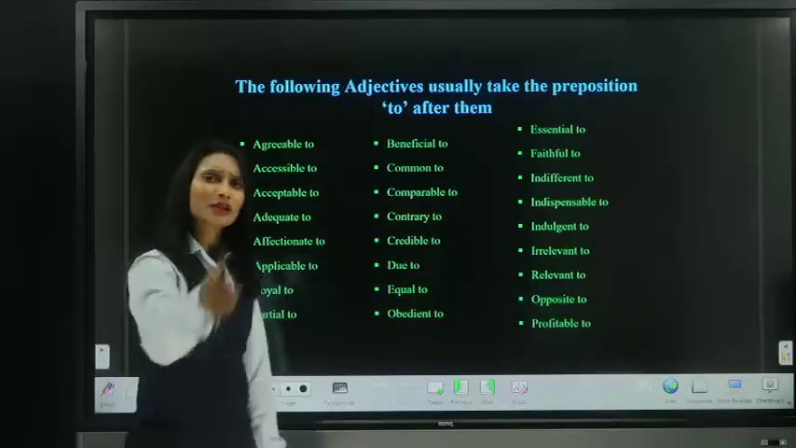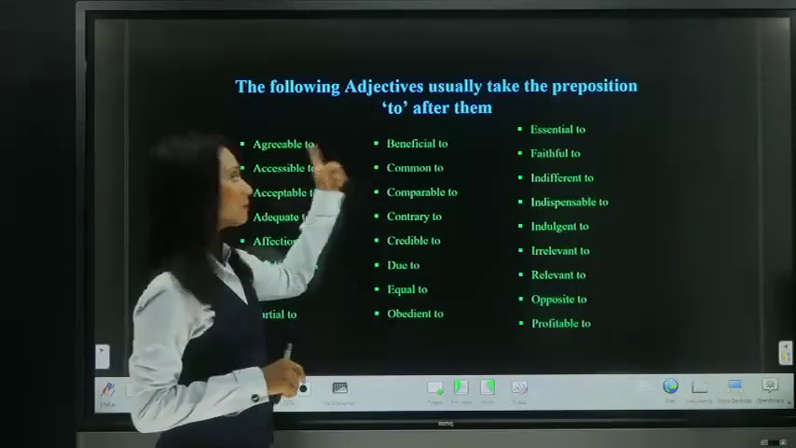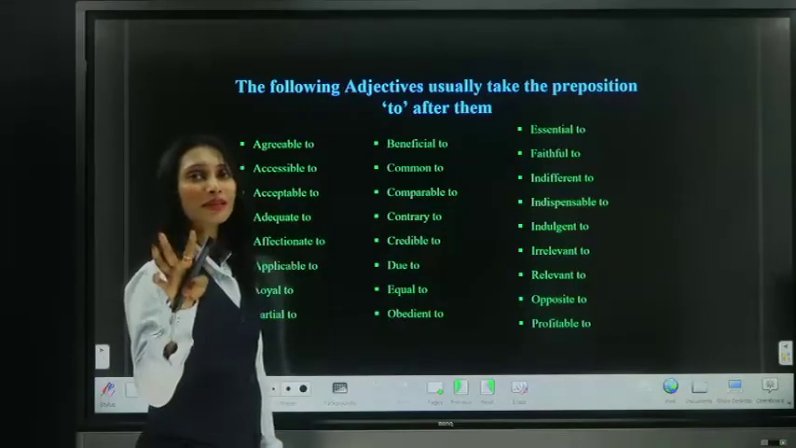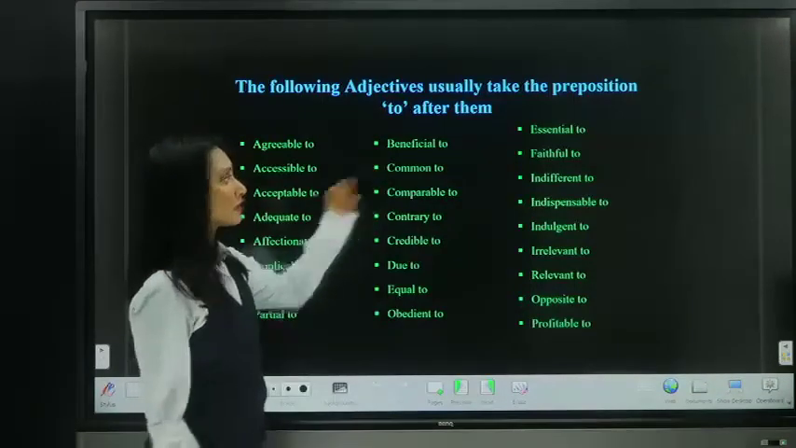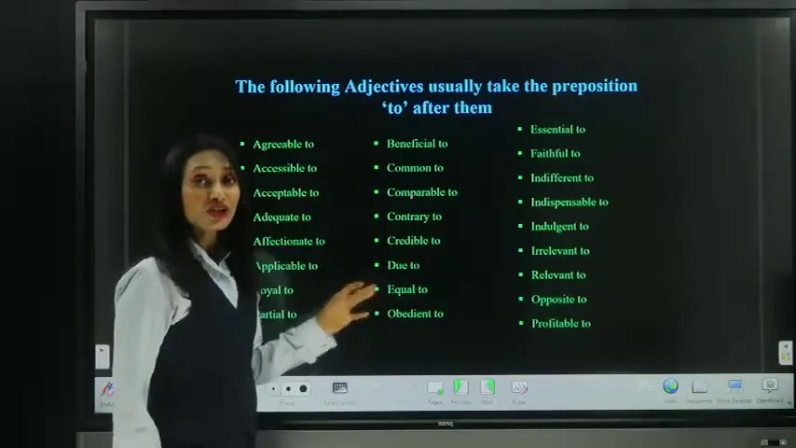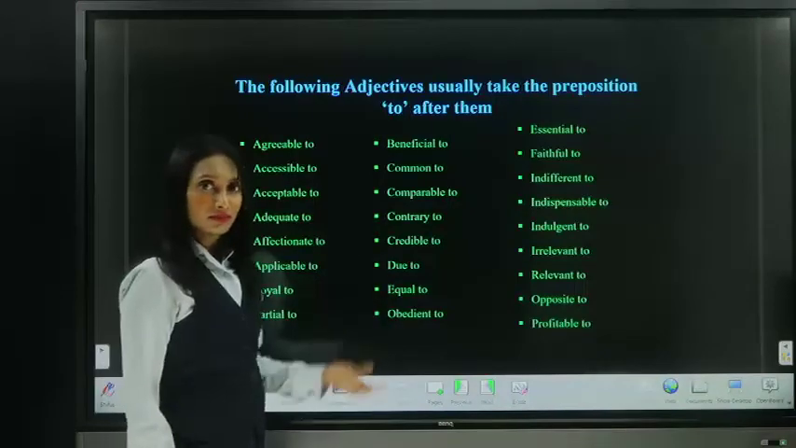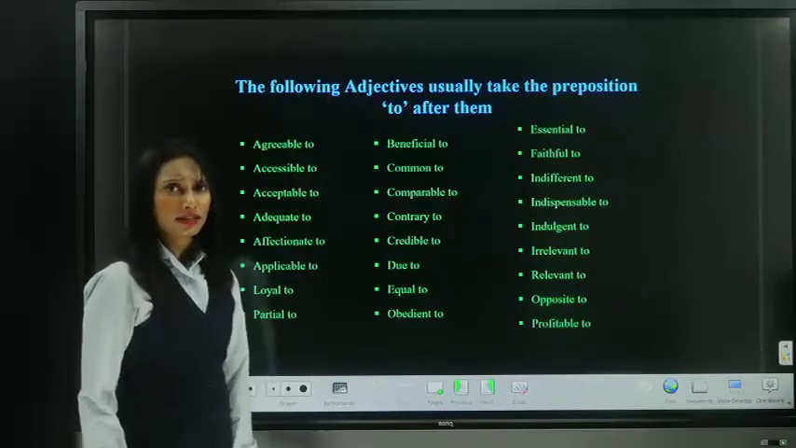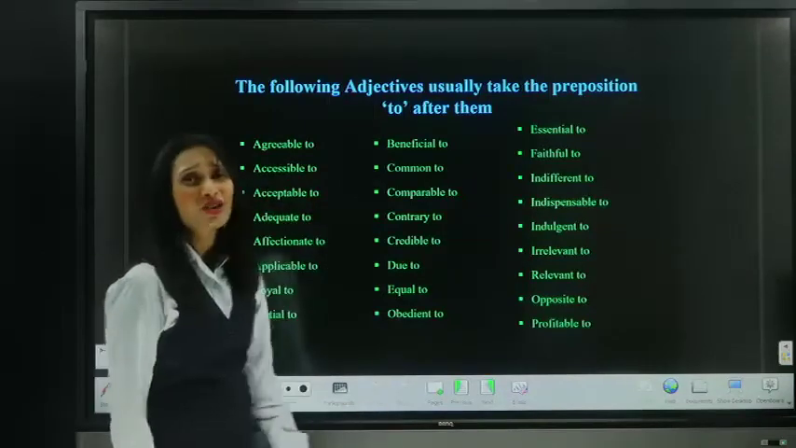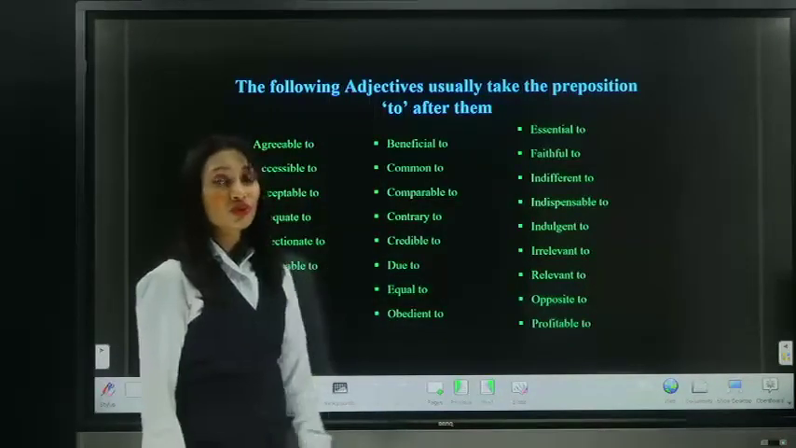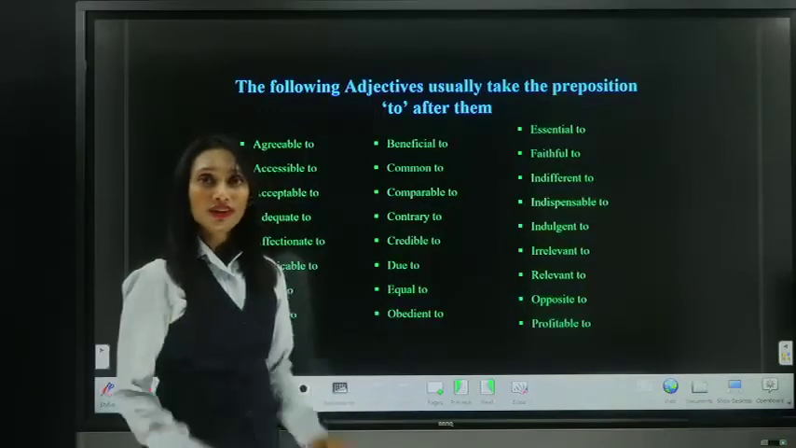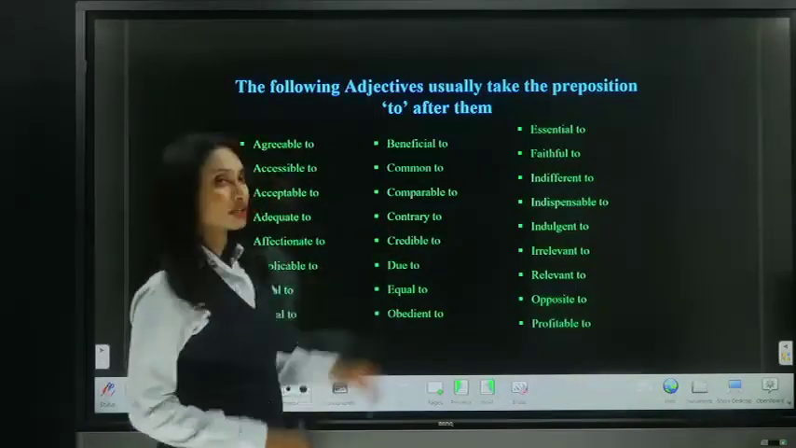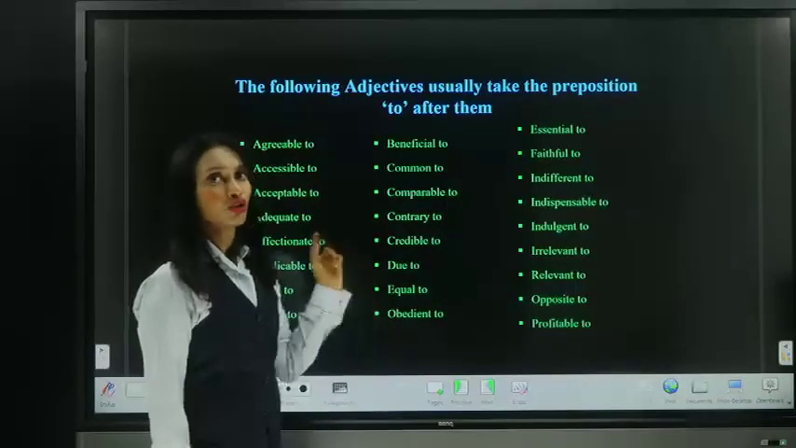Is it agreeable to everyone? Agreeable to. It's beneficial to all the citizens. Beneficial to. It is essential to living. Essential to. It is accessible to all the students. To. It is common to everyone. To. Faithful to. So try to make examples again. So this list of adjectives is followed by preposition to.